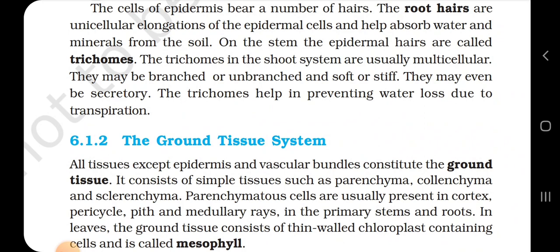6.1.2 The ground tissue system. All tissues except epidermis and vascular bundles constitute the ground tissue. It consists of simple tissues such as parenchyma, collenchyma, and sclerenchyma. Parenchymatous cells are usually present in the cortex, pericycle, pith, and medullary rays. In the primary stems and roots, in the leaves, the ground tissue consists of thin-walled chloroplast-containing cells and is called mesophyll.